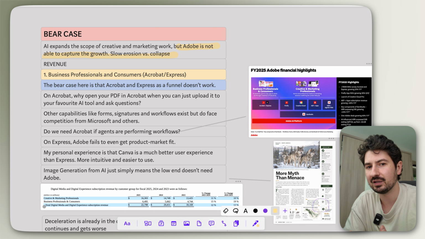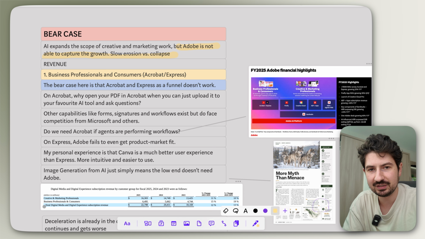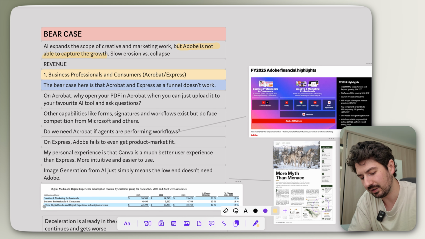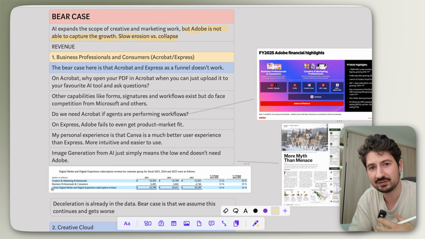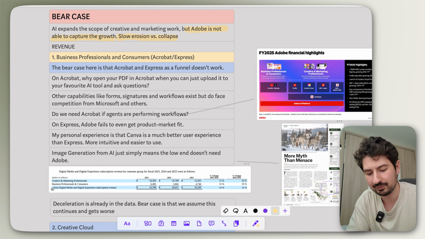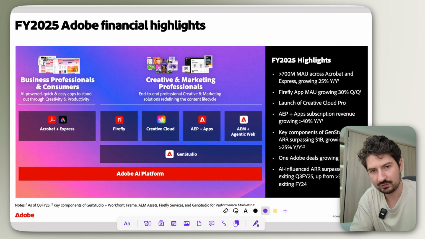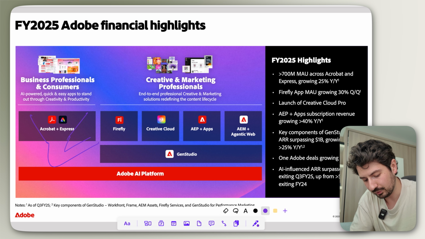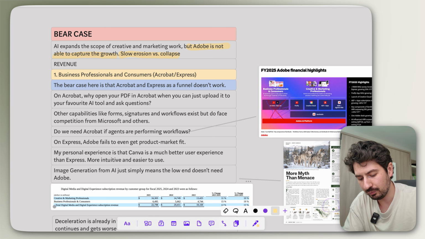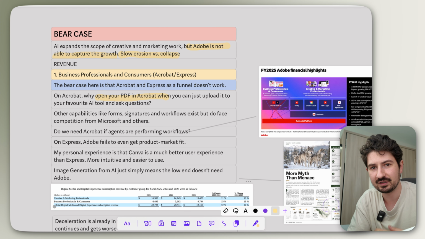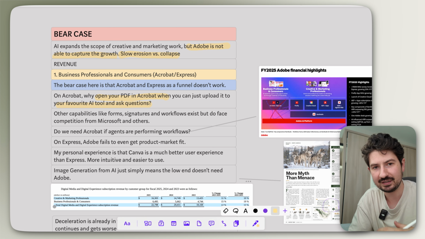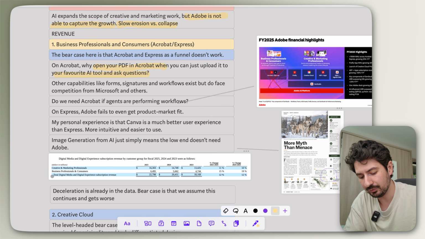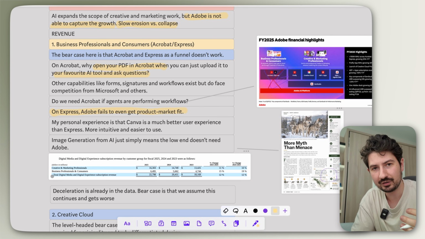And what we see is not a collapse of Adobe, because it is still the industry standard and people are kind of stuck on it, but rather a slow erosion of its customer base and therefore its revenue. So let's take a look at the same groups of revenue that we looked at before: the business, professional, and consumer. So the bear case here is that this funnel of Acrobat and Express trying to push users into their more profitable apps just does not work. They don't need to open their PDFs in Acrobat because they can just upload it into their favorite AI tool and ask questions. And for Express, Adobe simply fails to get product market fit with it.